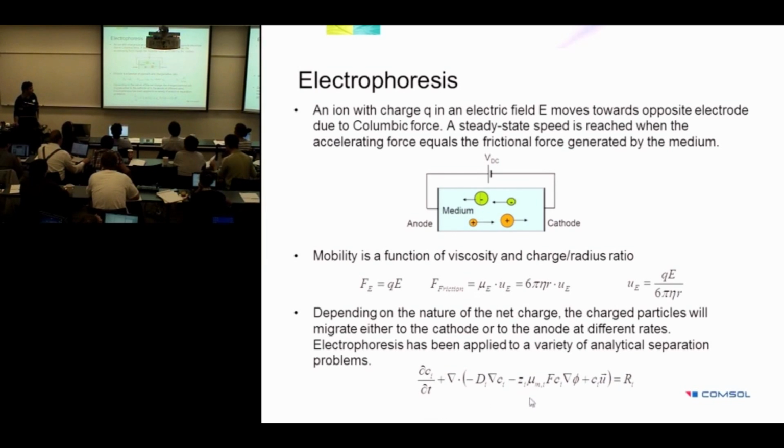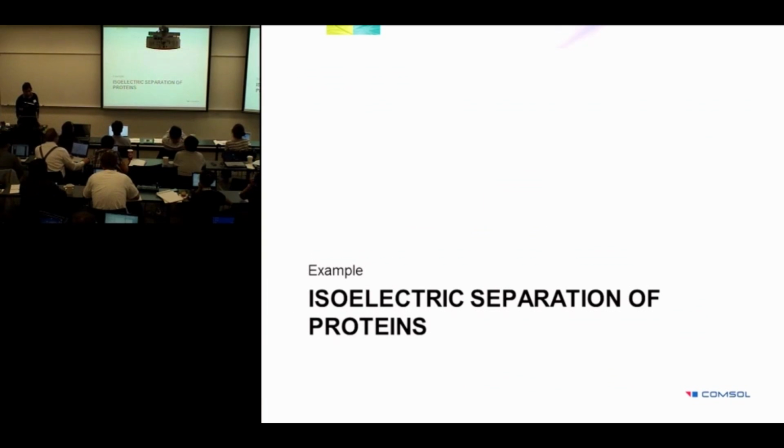And this could be very well used for different analytical purposes, for separation or for identifying certain types of molecules. And this is what we will do in the next example, which is an isoelectric separation of proteins. This example is available within the Microfluidics module. You can later revisit it to see how it works and how it is done, but I'll just go briefly over this example.